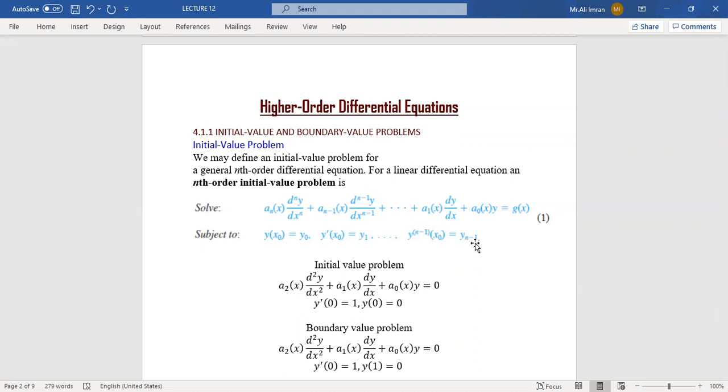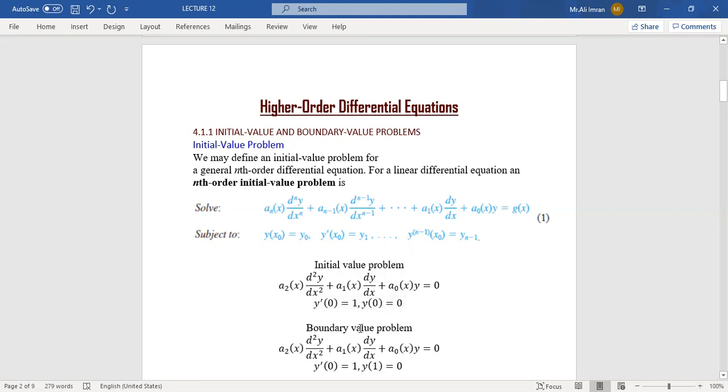What is an initial value problem? If boundary conditions are given at one point, that problem is called an initial value problem. I earlier told you that if we have an nth order differential equation, then we will have n boundary conditions. For convenience, take n equal to 2, that is a second order differential equation: a_2(x) d2y/dx^2 plus a_1(x) dy/dx plus a_0(x) y is equal to 0. This is the second order differential equation. When we solve it, we will have two constants. So in order to find those two constants, we require two boundary conditions. If these boundary conditions are at one point, this is called the initial value problem.